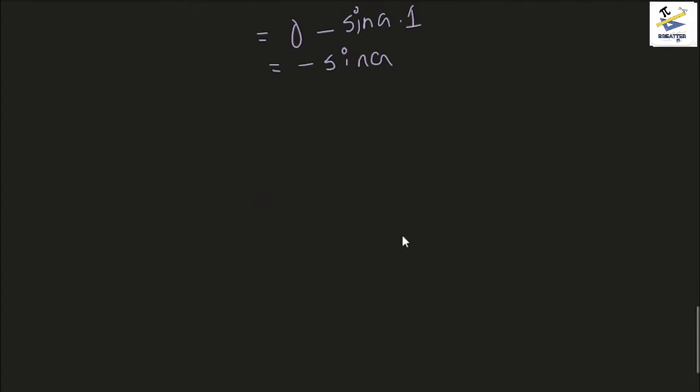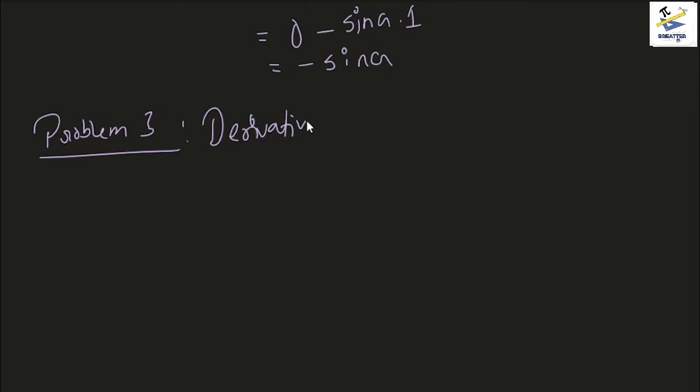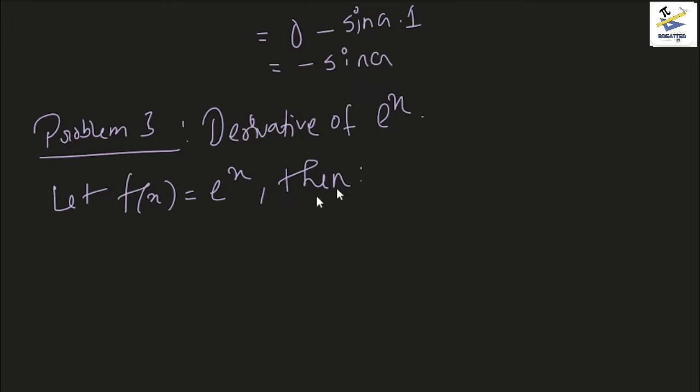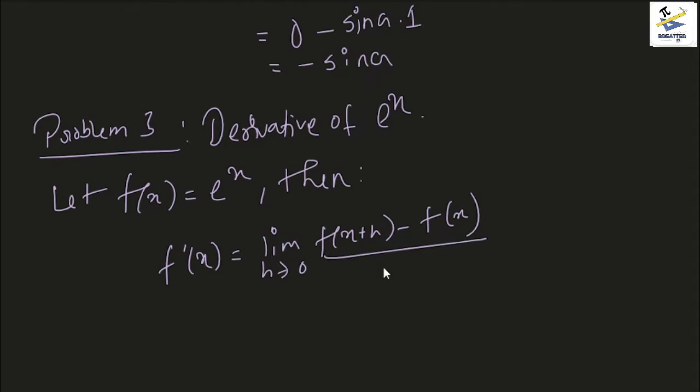A third example now could include the derivative of e to the power x. So let f of x equals to e to the power x. Then let us evaluate the derivative at the point x itself. So what we are going to do is we are going to write it like this: limit h tends to 0 of f of x plus h minus f of x divided by h.